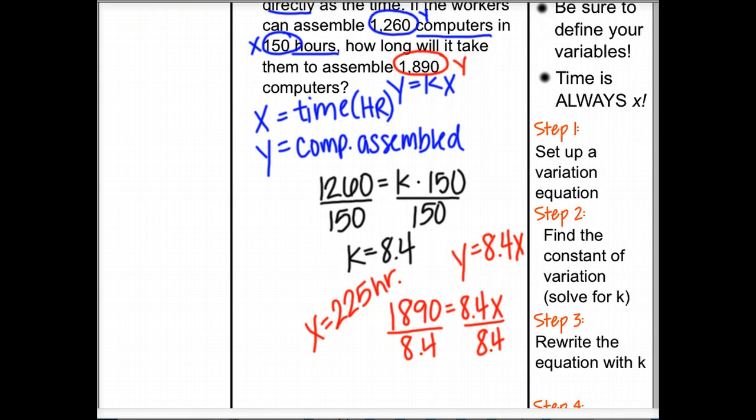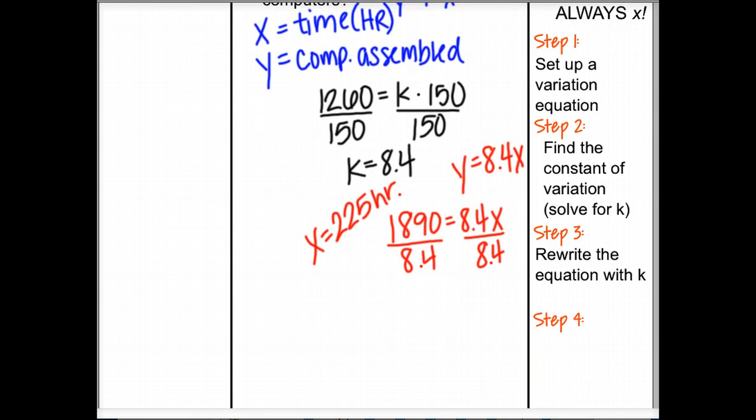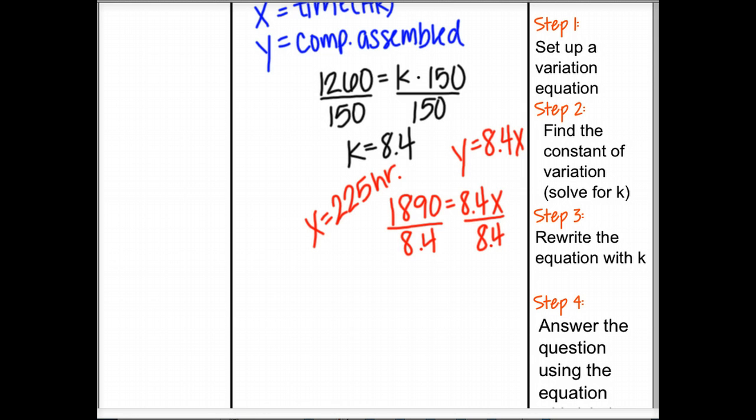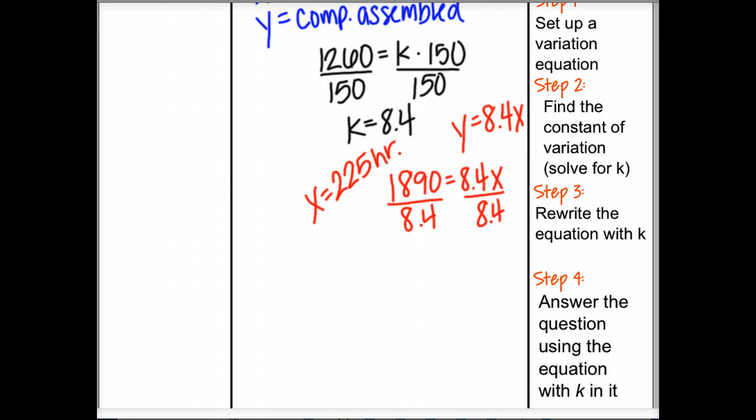All right, there's one step that I forgot to have you add in there once we got that 225 hours, and that is step 4, where we answer the question using the equation with k in it, which is exactly what we did, where we answered the question to get x equals 225 hours to assemble 1,890 computers.